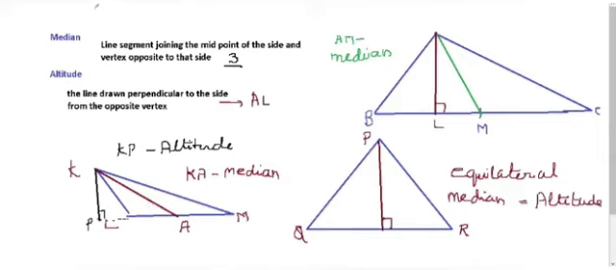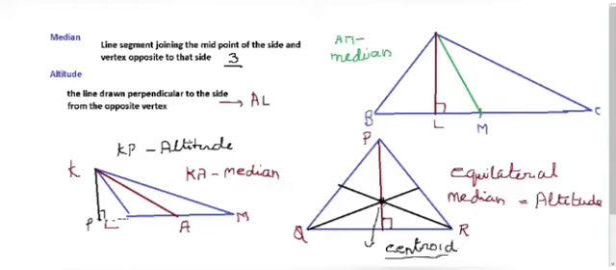Now one thing more, if I am drawing all the medians this way, the point where all the medians meet is known as your centroid. The meeting point of all the medians of a triangle is known as your centroid. This you need to keep in mind.